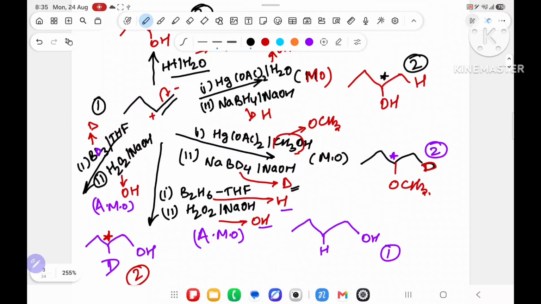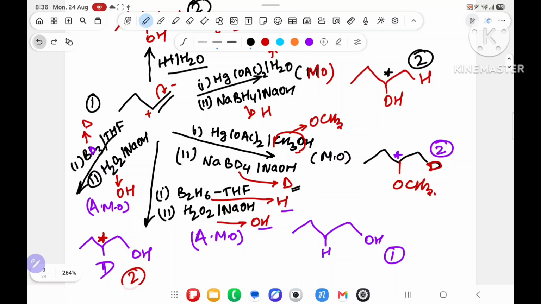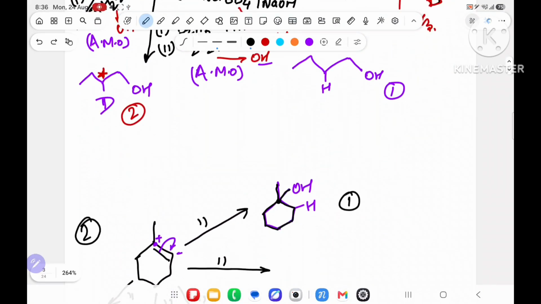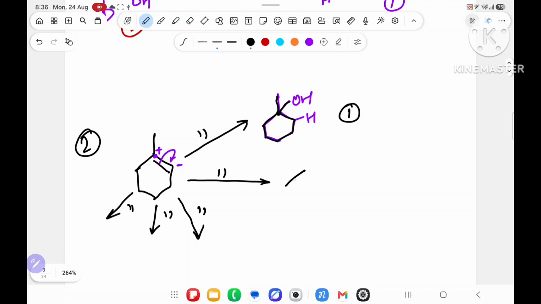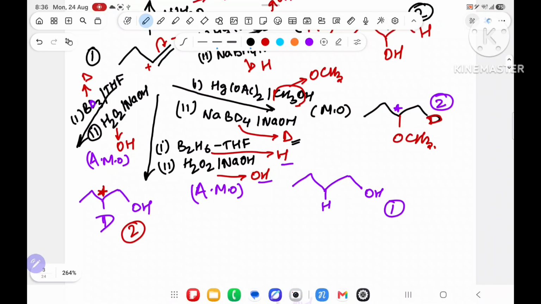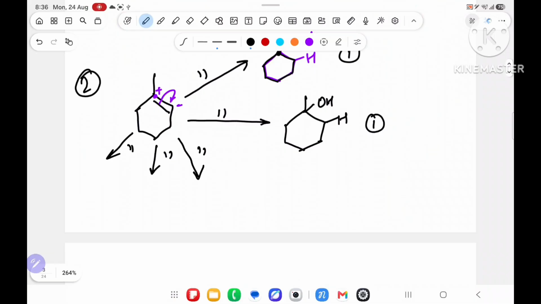Second, what is the reagent I have taken? Hg(OAc)2 plus H2O, NaBH4. For this I am writing, understanding? Yes sir, understanding. Over here it will give H and OH, Markovnikov rule. Again Markovnikov rule, less hydrogen will get OH and more hydrogen will get hydrogen, only one product will form. Third reagent I have taken BH3, H and OH, but anti-Markovnikov's rule.